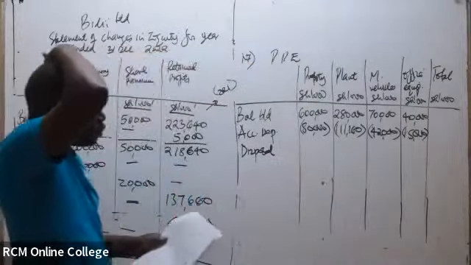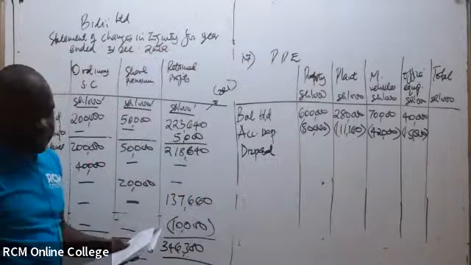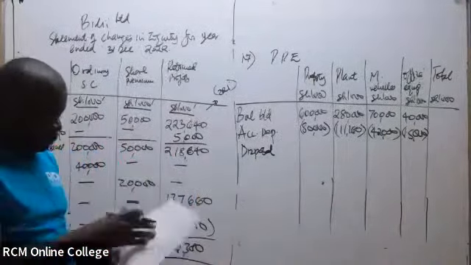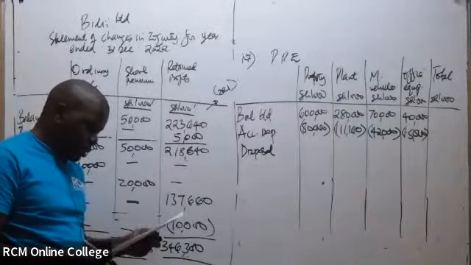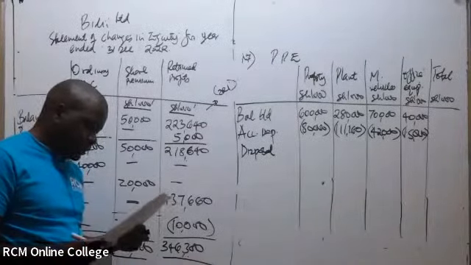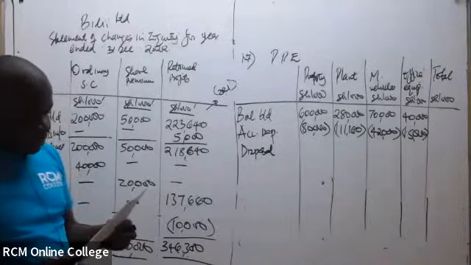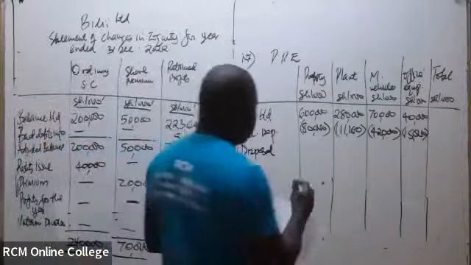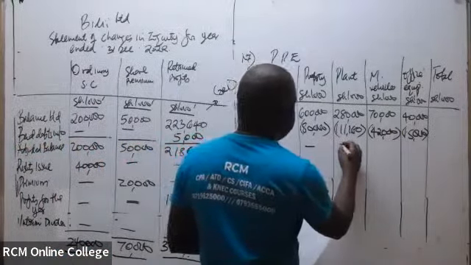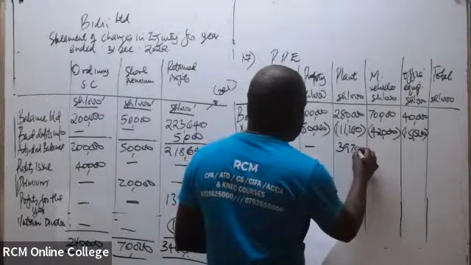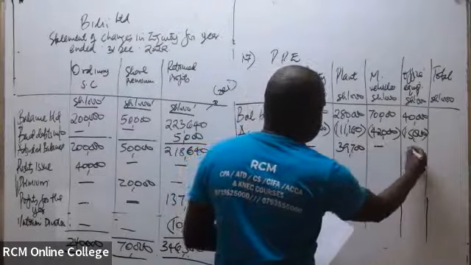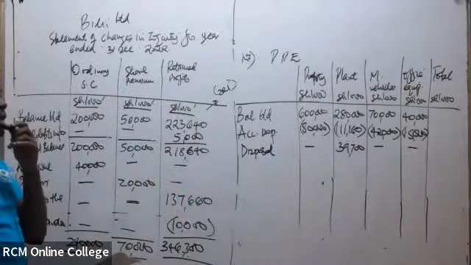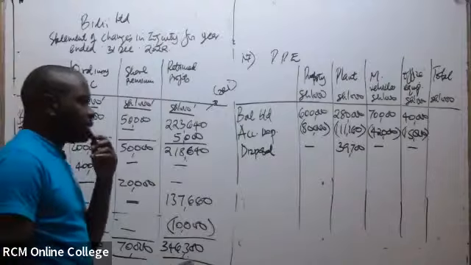So we have a disposal. There was an item of plant which was disposed of, and you're told what it cost. It had an accumulated depreciation of this. The plant had a cost of 39,700,000. So that item was actually disposed of.